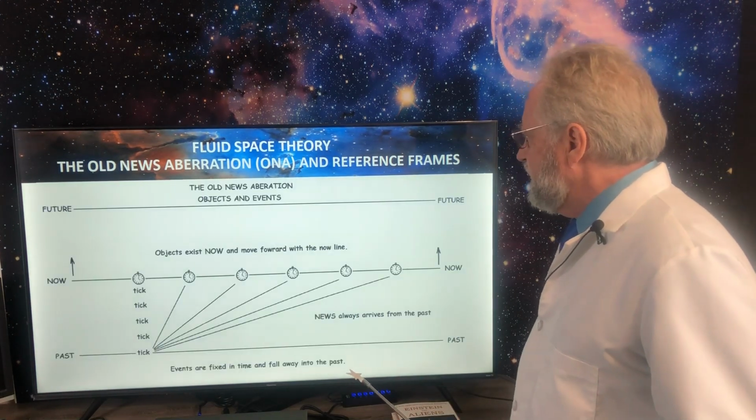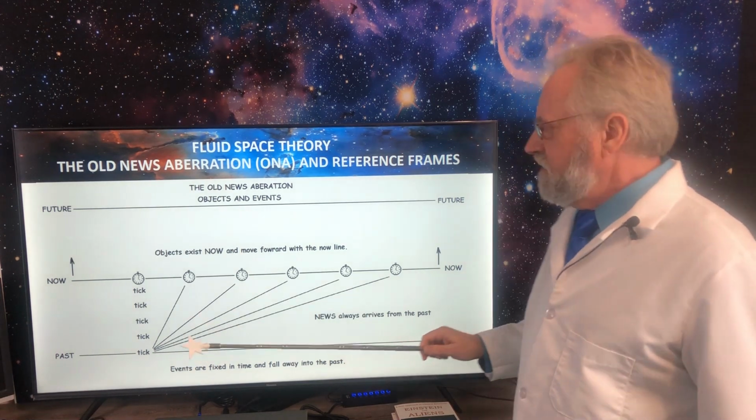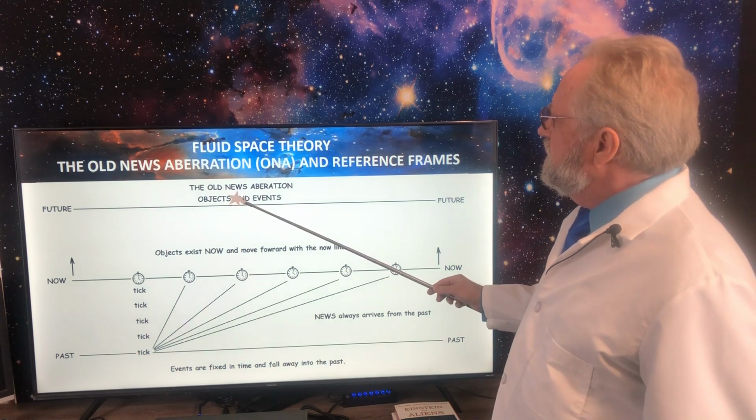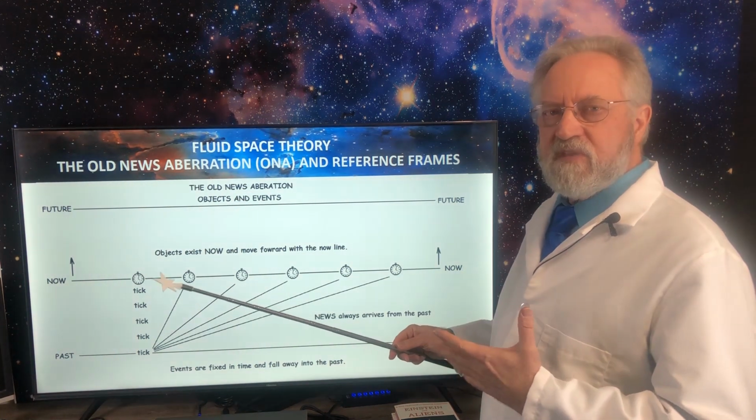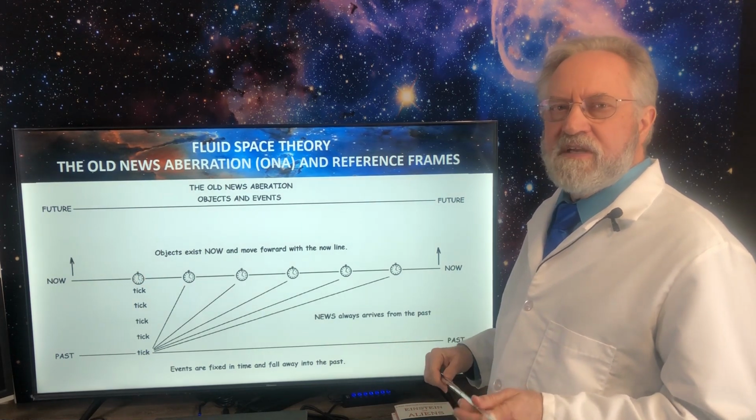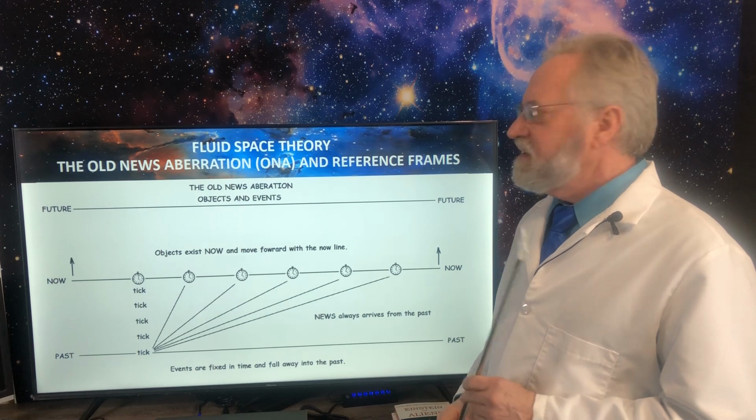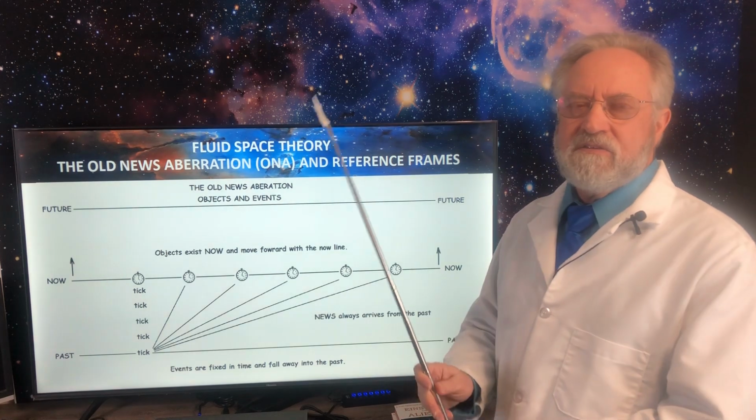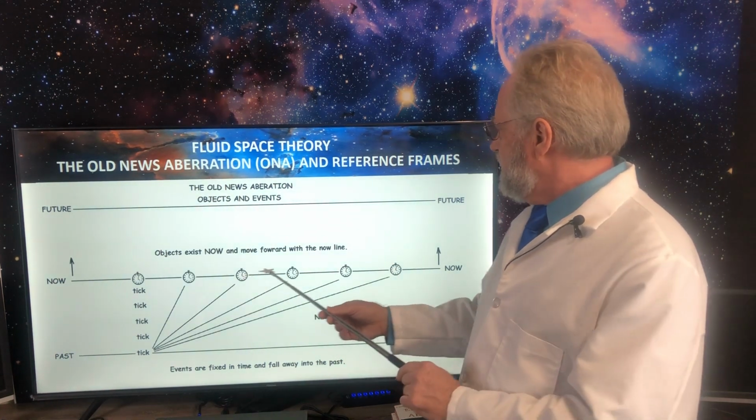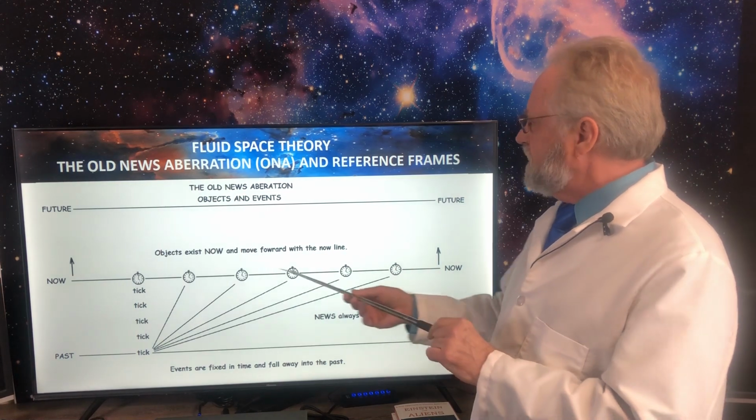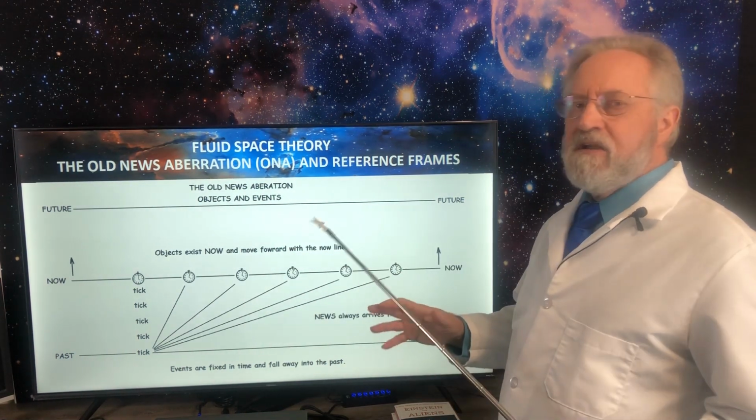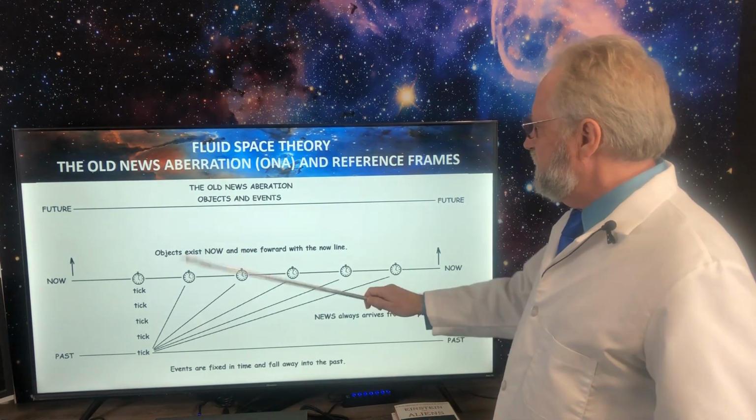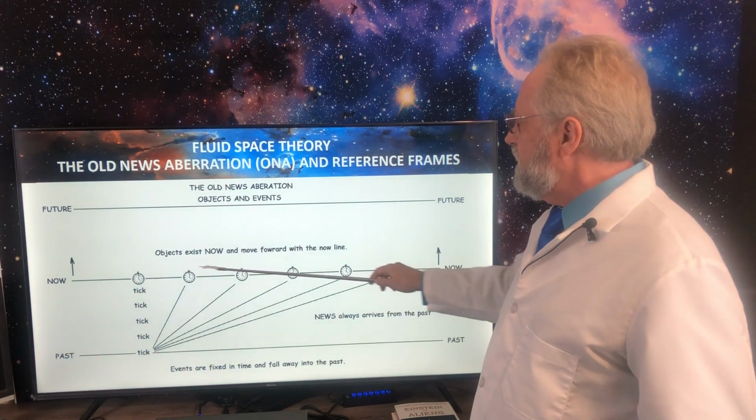And I can explain that better once we understand how these charts work. Now, when we're talking about things in space and time, we have to realize that there are 2 different types of objects. There are objects and there are events. 2 different things. Now, objects are stuck on the now line. So if we had a bunch of clocks laid out and spread out in space, they all exist now. And that now is constantly moving into the future. So they're all stuck on the now line.